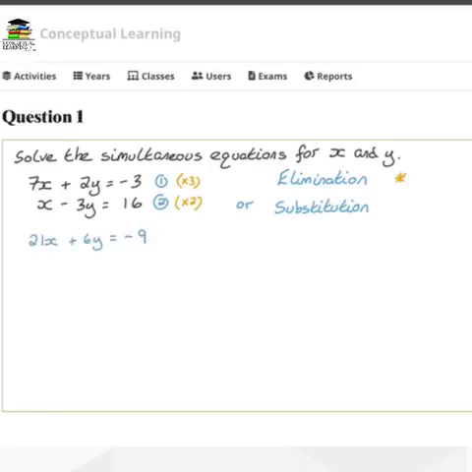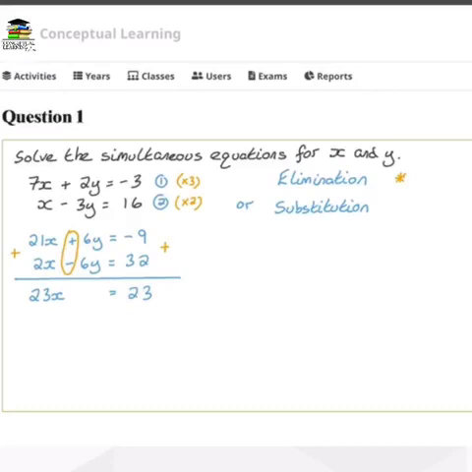Multiplying the top equation by 3 gives us 21x plus 6y equals negative 9. And multiplying the second equation by 2 gives us 2x minus 6y equals 32. As the signs in front of the 6y's are different, we're going to add the two equations. 6y plus minus 6y is equal to 0.